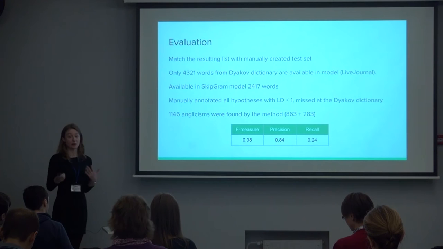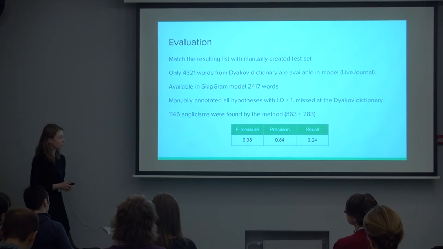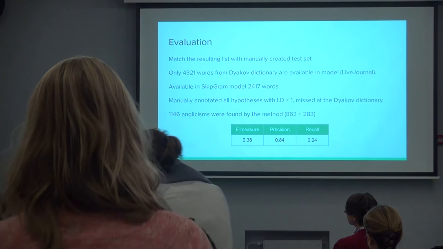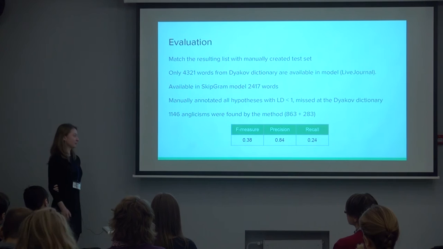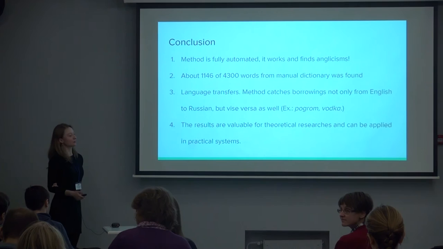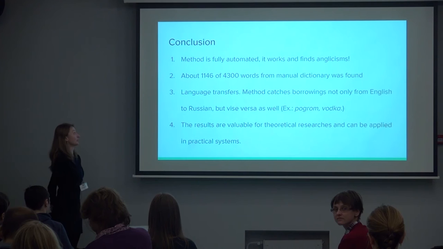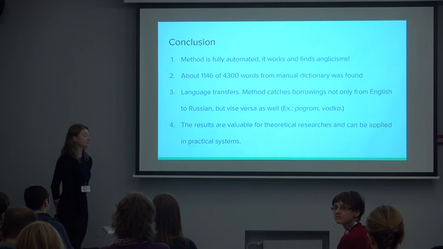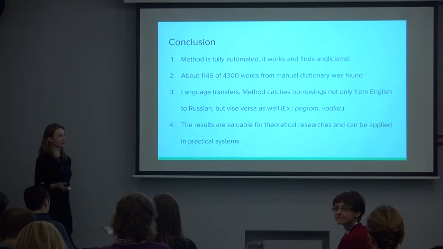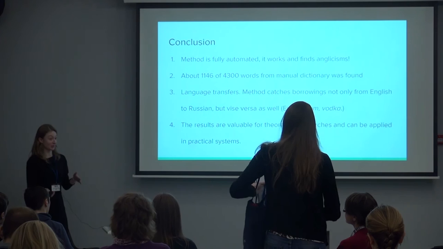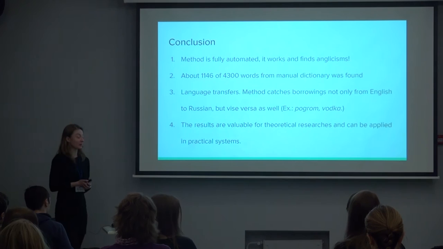We also counted precision, recall and F-measure, and we got almost 40% F-measure, which is quite good. So, to sum it up, we proved that our method works, and it finds anglicisms. And what is interesting, our method can catch not only borrowings from English to Russian, but from Russian to English as well. We think that our results will be very valuable for theoretical researchers and can be applied in some practical systems.